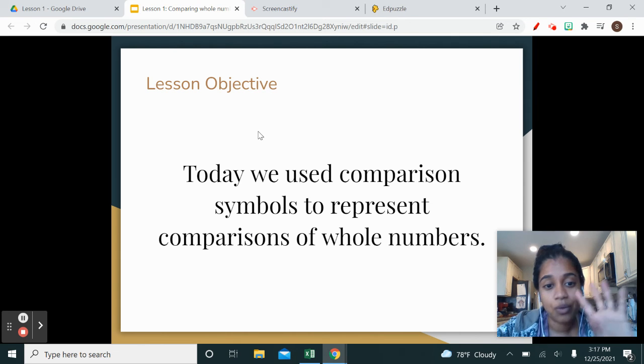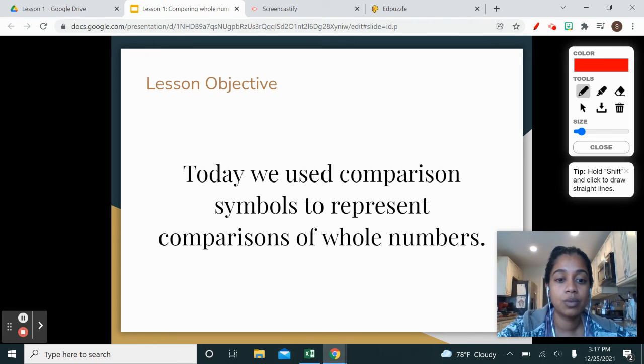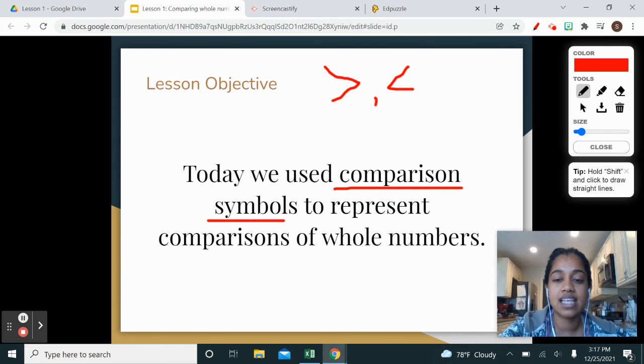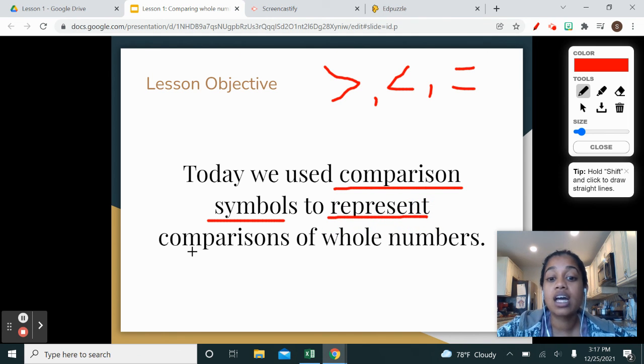Now, today we used comparison symbols. That is our greater than, less than, and equal to symbols to represent, to show something in some way, comparisons of whole numbers. So today we used comparison symbols to represent comparisons of whole numbers.